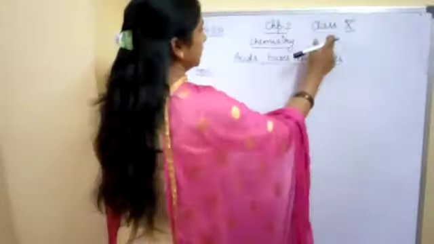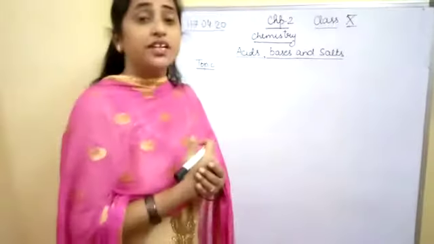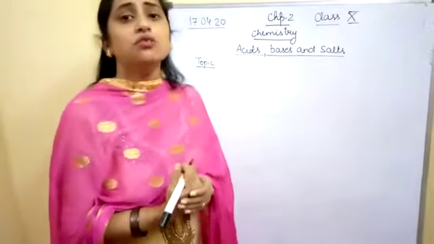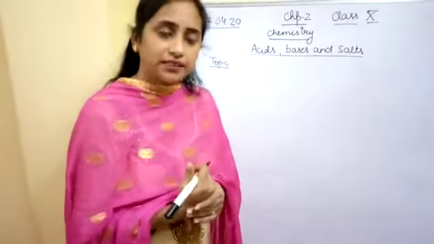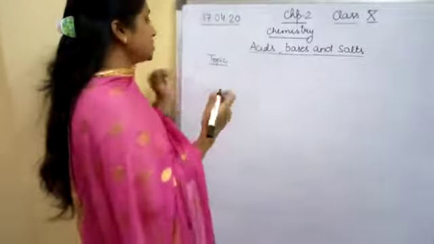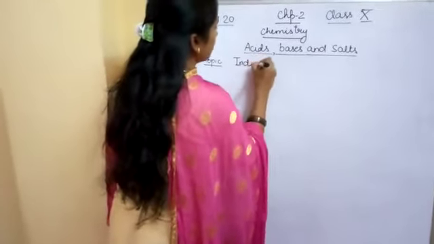I am teaching class 10th, chapter number 2 from chemistry, that is acids, bases and salts. In the previous lecture, we studied the chemical properties of bases, neutralization reaction and the dilution of acids and bases. So, in this, we will be starting with a new topic, that is indicators.